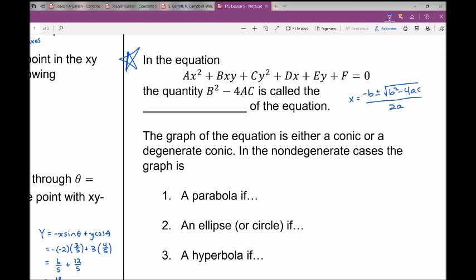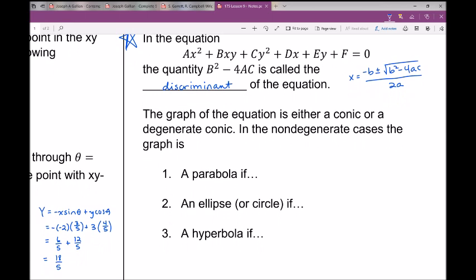So this is strangely the same thing. So we're looking at b squared minus 4ac. That's also called the discriminant of the equation. And so what this is going to do is, whether you get a positive number, a 0, or a negative number, is going to tell you what kind of conic section you have. Okay, so using this idea, the graph of the equation is either a conic or a degenerate conic, and on the test, of course, I would give you an actual conic section. I wouldn't trick you with that.